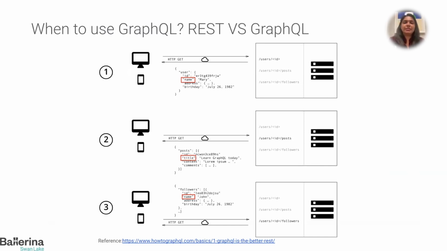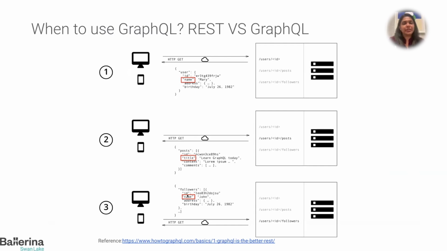So the usual question that comes is REST versus GraphQL. Why should we use GraphQL instead of REST? This is a typical example that we can find in the GraphQL documentation. We have two clients, and this is more like a Facebook kind of system where a user has certain details associated with them, and they have posts, and they have followers. Let's say the client needs to display certain properties of each of these.